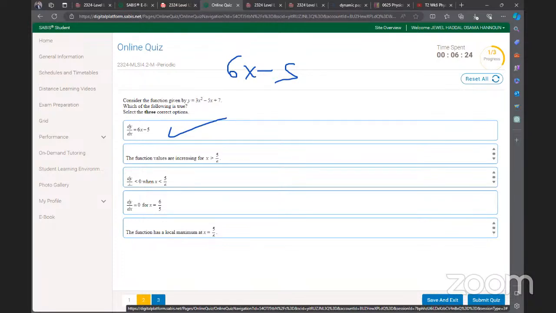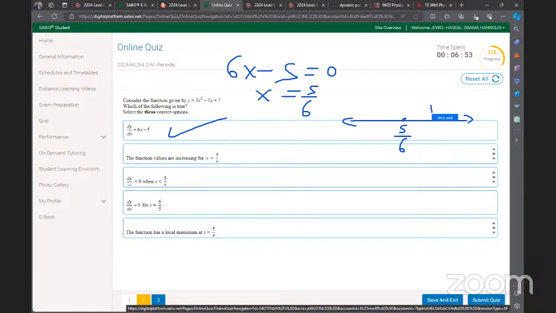Okay, let's revise. How do we know the intervals of increasing or decreasing? First I will make dy over dx equal to 0, so x will be 5 over 6. I will draw a number line and put 5 over 6 here. Now I will substitute a number after 5 over 6.